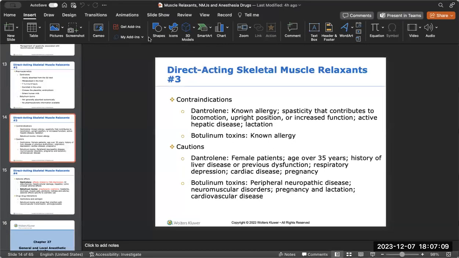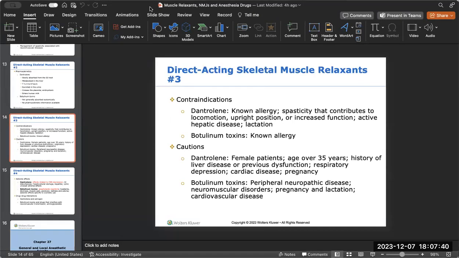Remember, dantrolene is the antidote for malignant hyperthermia. So besides being a muscle relaxant, it helps with malignant hyperthermia, which we're going to see as a potential problem that comes from anesthesia or those anesthetic drugs. So dantrolene is the antidote. But regardless, right, with any sort of medication, you never want to give it if they have a known allergy to it, right? Or any sort of active hepatic disease, things like that.